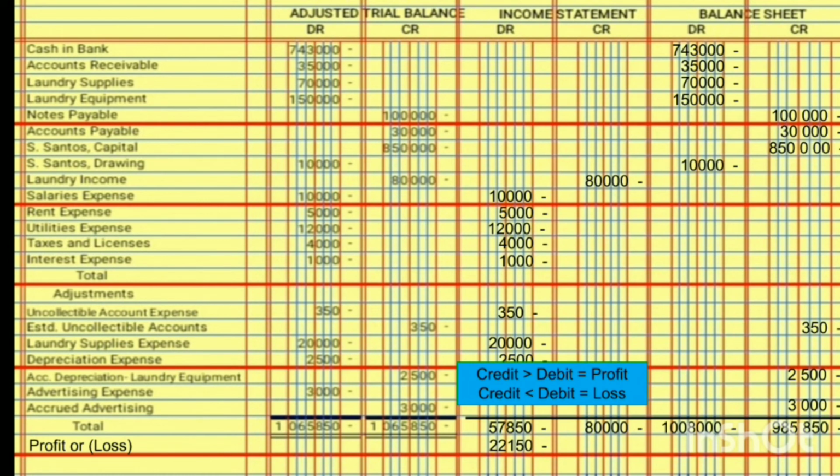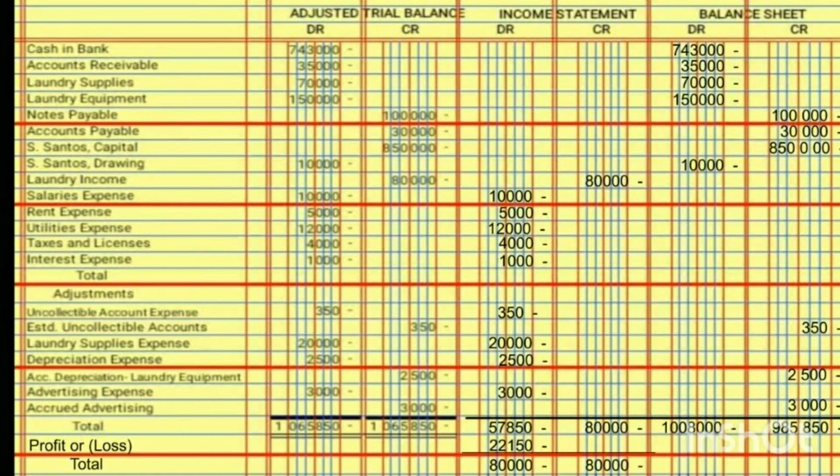Now we're going to total it. So we have 57,850 plus 22,150. So our total debit in the income statement is now 80,000. And then our credit is 80,000. And so, balance na yung debit and credit natin with the amount of 80,000. And then, don't forget to double rule.